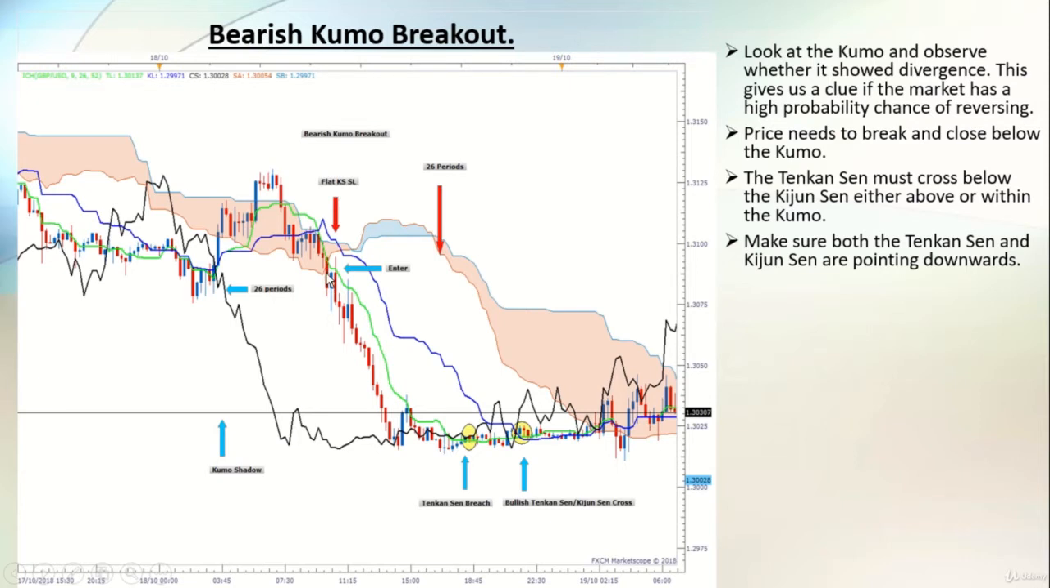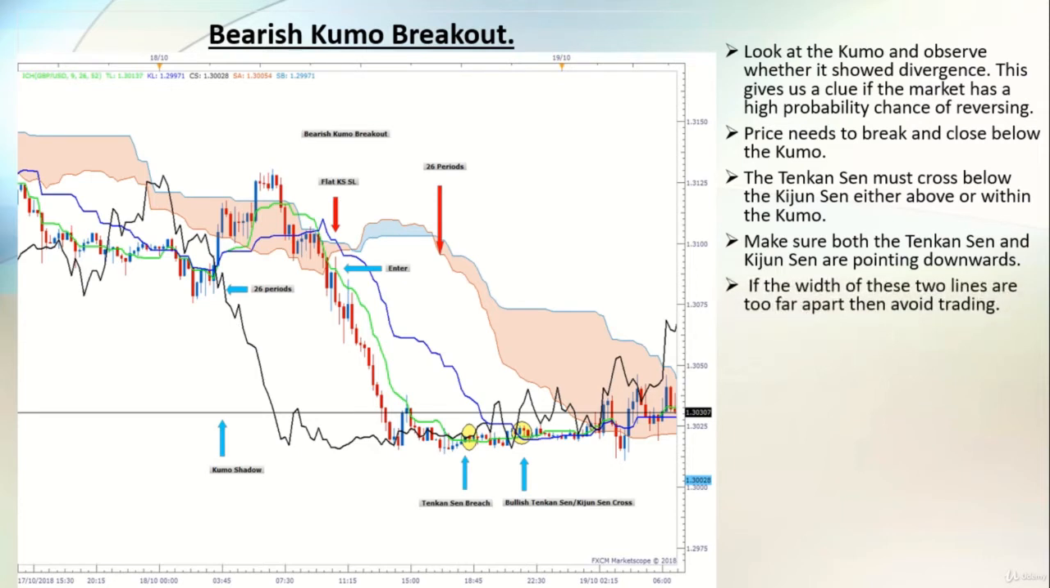It came out of the Kumo. The Tengen was very strong because it was pointing downwards. It was steep. The Kijun was also very steep. So this is a good indication of a bearish trade setup. Still, that doesn't mean you should trade.